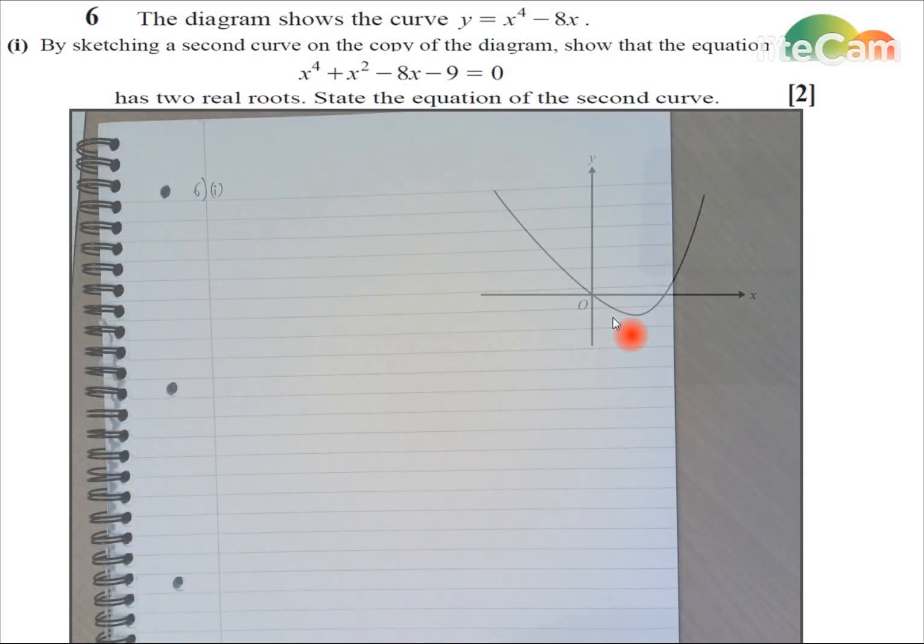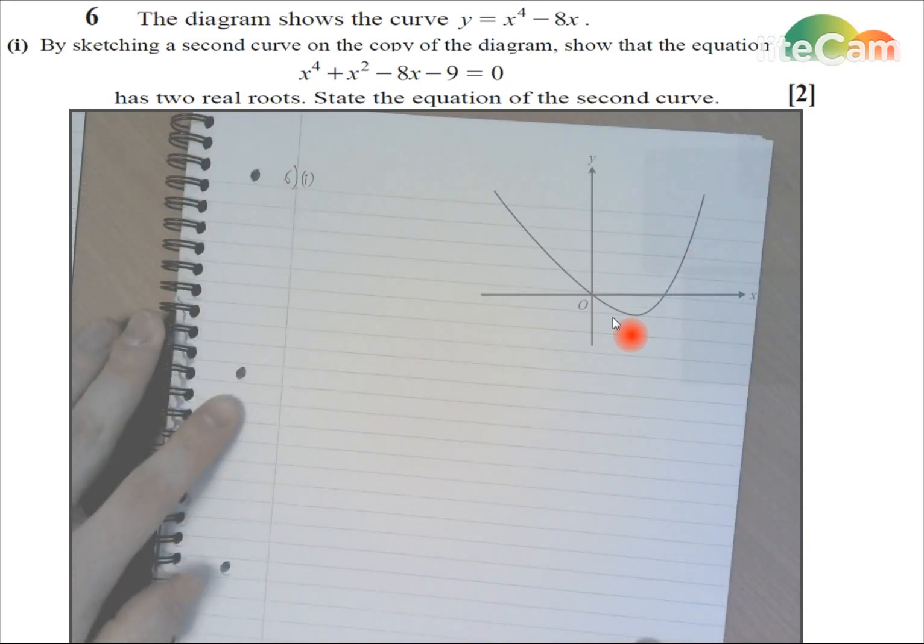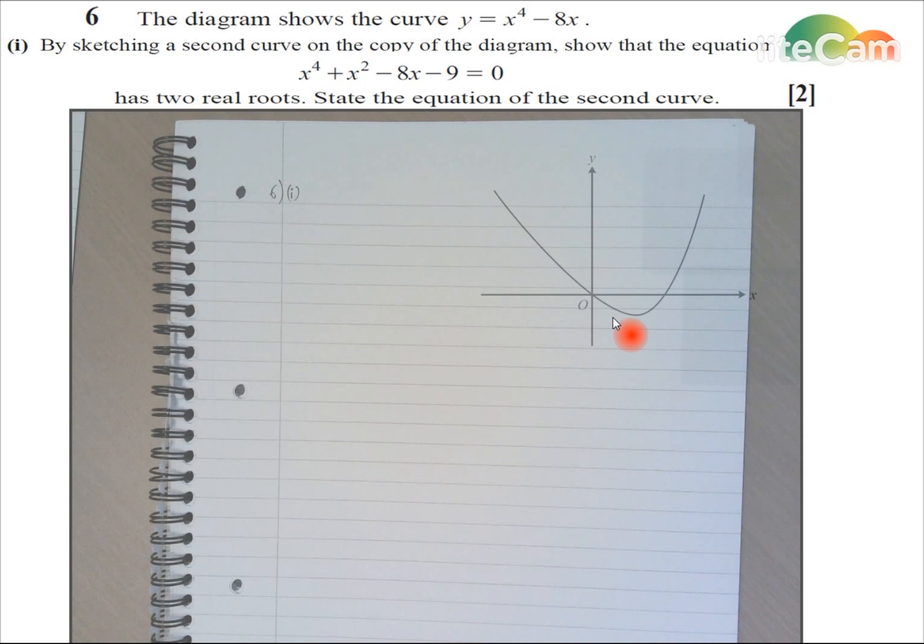Question 6. The diagram shows the curve y equals x to the power 4 minus 8x. Let's line that up a bit nicely. Part 1. By sketching a second curve on the copy of the diagram, show that the curve x to the power 4 plus x squared minus 8x minus 9 equals 0 has two real roots. State the equation of the second curve.